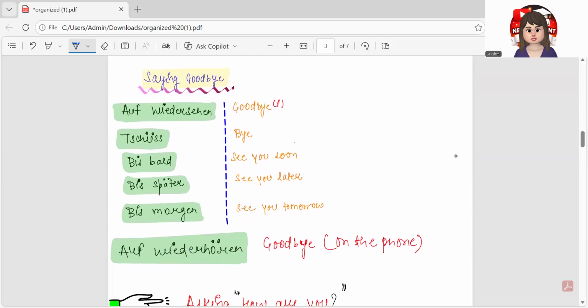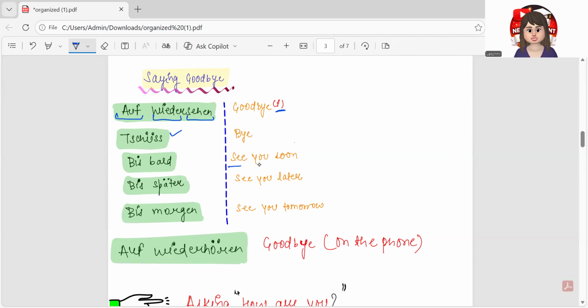How to say goodbye in German? If you want to say it in a formal way, like saying bye to your boss, a respected person, or a teacher, then you will use this formal goodbye, which is called Auf Wiedersehen. That's called goodbye. If you are meeting your friend and want to say bye, like bye Max, bye Louis, then simply you will say tschüss, which is called bye.